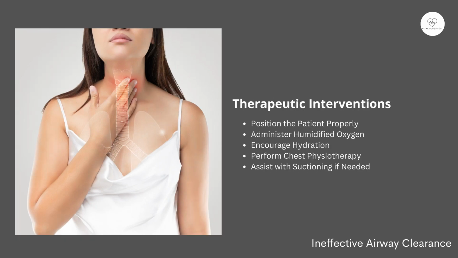Therapeutic interventions. Now here are 5 therapeutic interventions to support airway clearance, complete with their rationales. Position the patient properly. Encourage high Fowler's or tripod positioning. This maximizes lung expansion and aids in secretion drainage. Administer humidified oxygen. Use humidifiers with oxygen therapy as ordered. This prevents drying of mucosa and loosens secretions for easier clearance. Encourage hydration. Promote fluid intake of 2 to 3 liters per day unless contraindicated. This thins secretions, making them easier to expel.